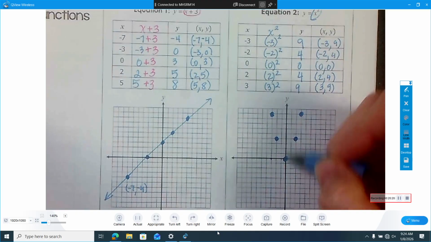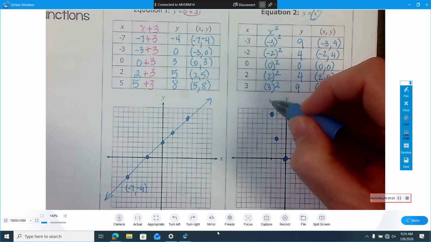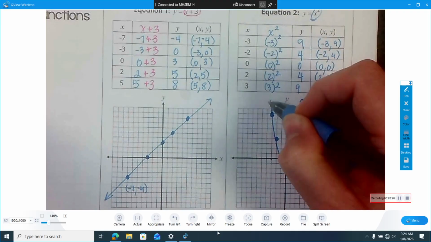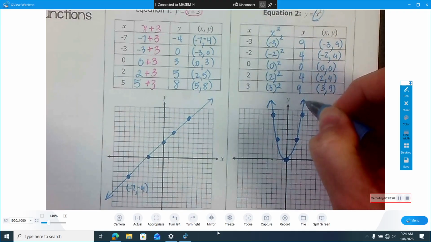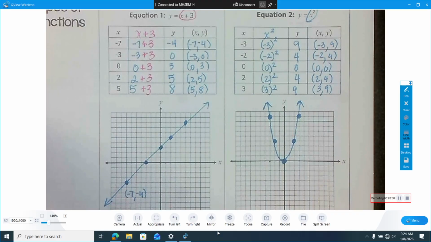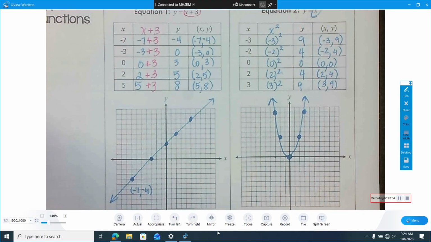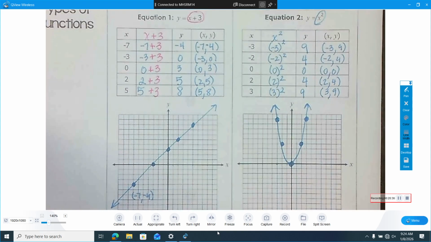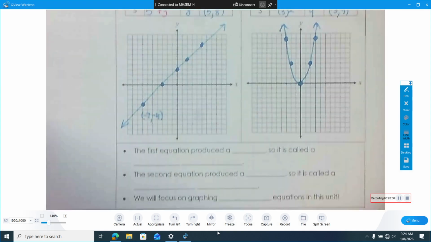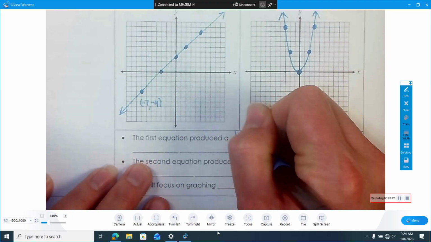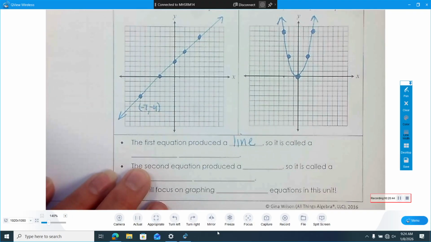It kind of looks like a triangle, but it is actually going to give you a curve. It's kind of a U-like shape. But there it is. And you can see how different rules give us a different shape. So let's see here. The first equation produces a line, which is what you all said. It was a straight line.